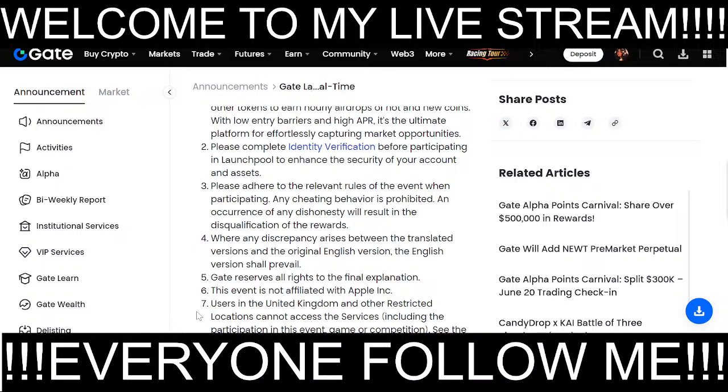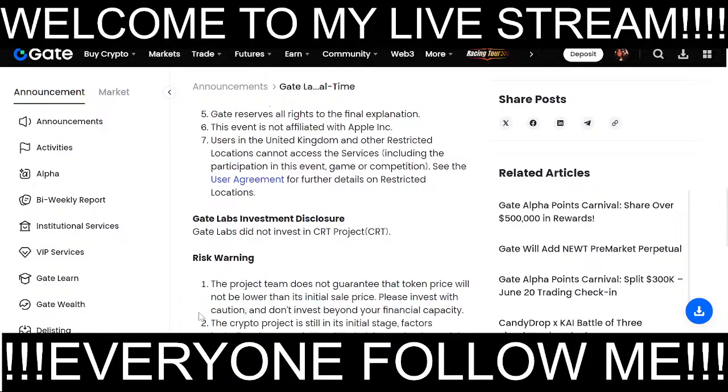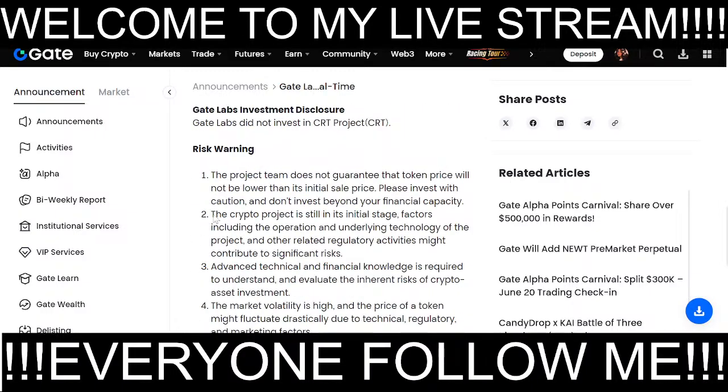This event is not affiliated with Apple. Users in the United Kingdom and other restricted locations cannot access the services or participate in this event, game or competition. See the user agreement for further details on restricted locations. And risk warning. And notice that Gate did not invest in the CRT project.